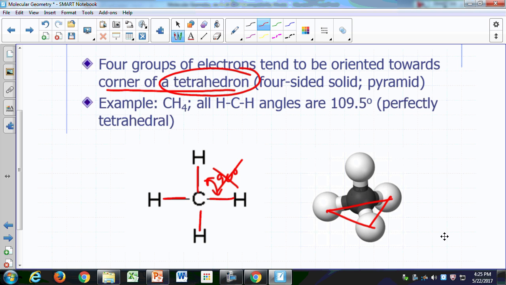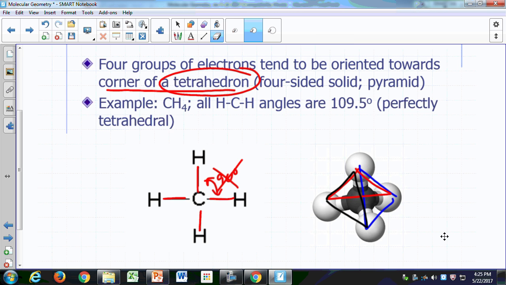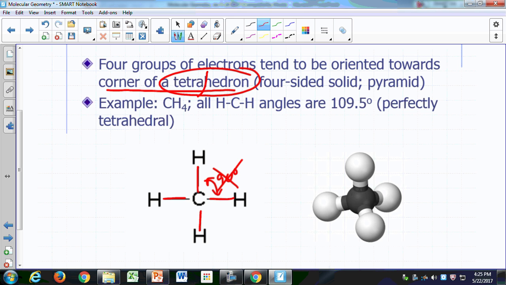Okay, and you have another triangle over here, and then you have another triangle over here. You have another triangle back there. Okay, and a triangle over here. So 3 triangles up there, and then you have a triangle at the base. So 4 triangles forming a perfect pyramid. So tetra means 4, hedron means side, so it's a 4-sided solid, which is basically a pyramid. So the carbon atom, the central atom, is at the center of the pyramid.